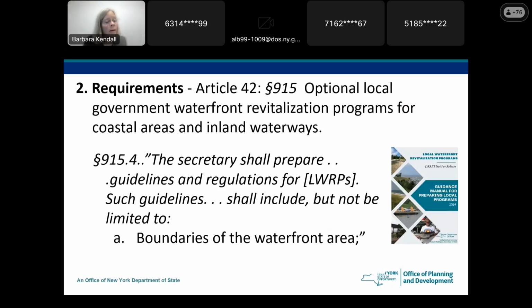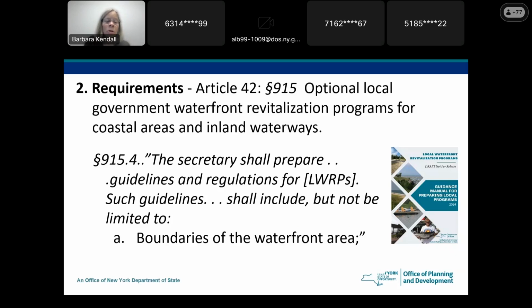Where do we get the requirements and guidelines that we're providing to you today and in our new guidance that we just sent out? Well, it's really an update of the older guidance, but Article 42 says that for LWRPs, the Secretary, and that's the Secretary of State, shall prepare guidelines and regulations for LWRPs, not limited to boundaries. So we interpret that as this guidance that we've developed.